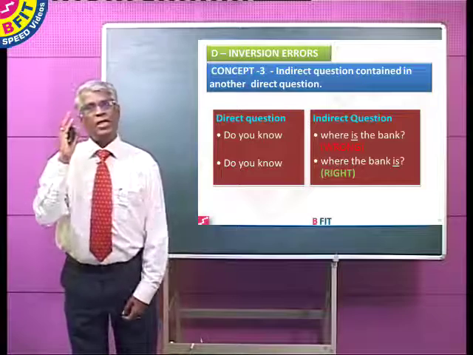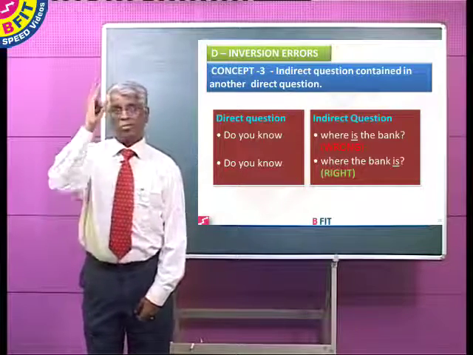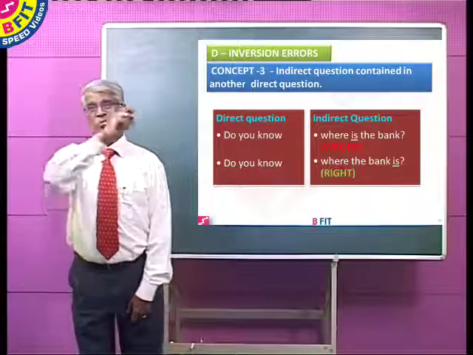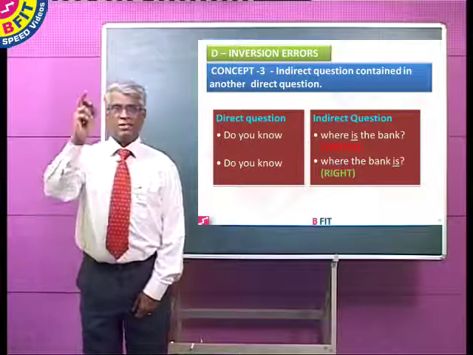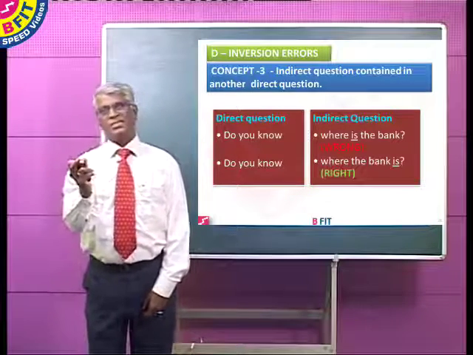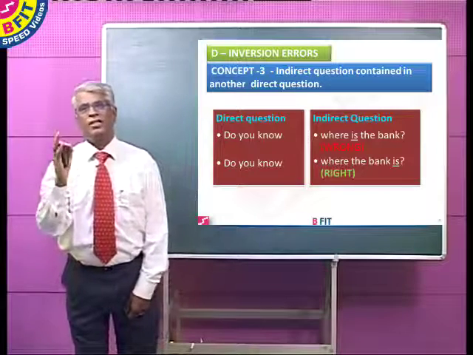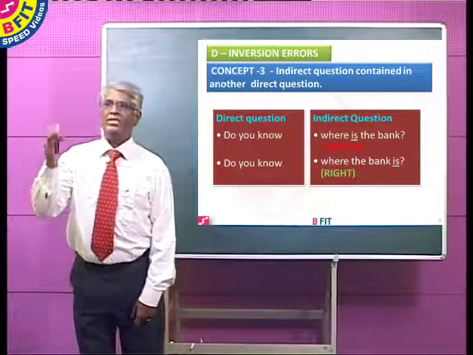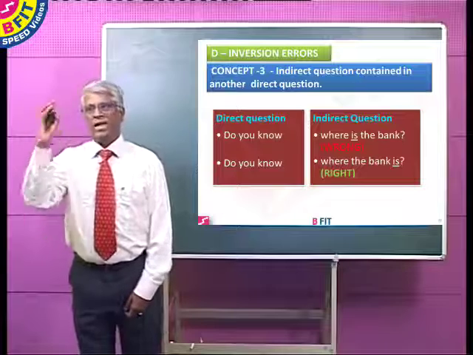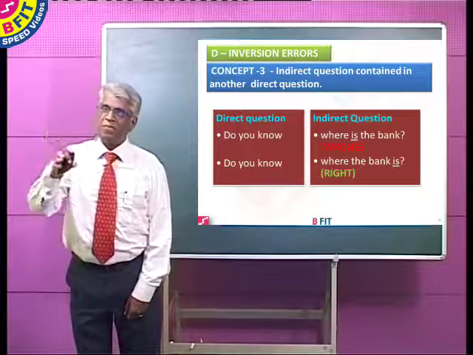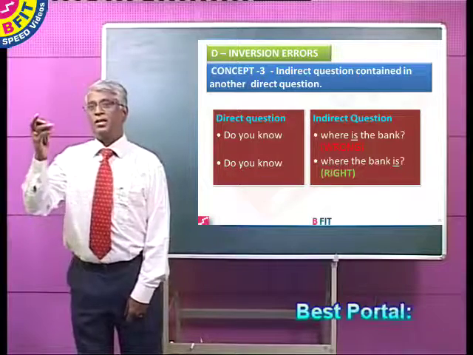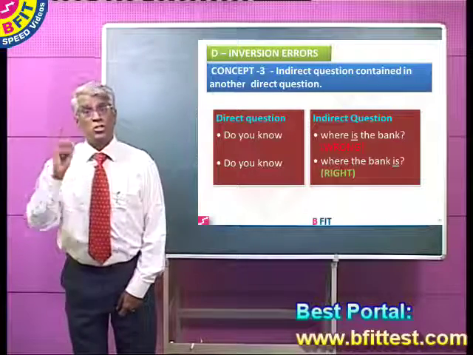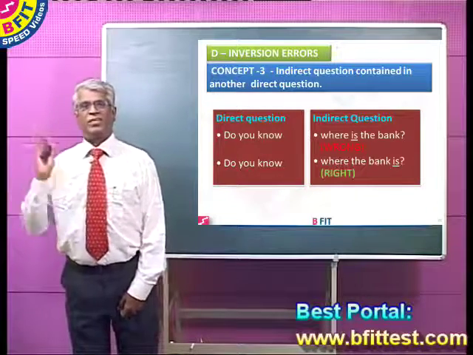And as per rule, you can use inversion in the direct question. Let us examine whether in the direct question inversion is used. Do is the verb, you is the subject, so verb comes first, subject comes next, so inversion is used on the left side, so there is no error in the left side. Come to the right side. Where is the bank? Is is the verb, bank is the subject, verb comes first, subject comes next, so inversion is used on the right side also, which is against the rule. You should not use inversion in indirect question.